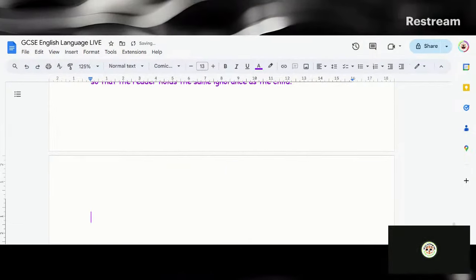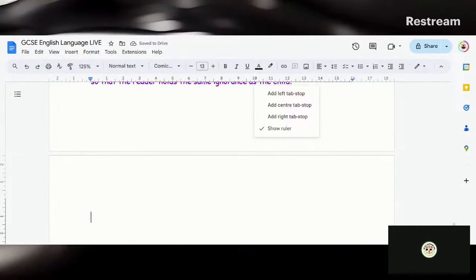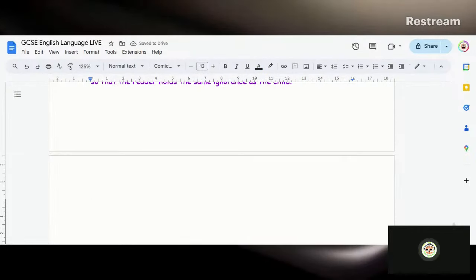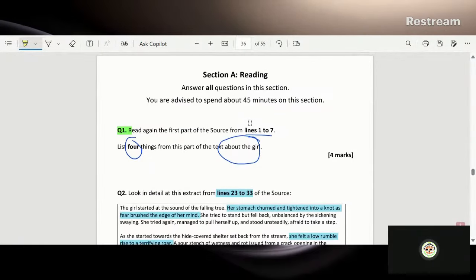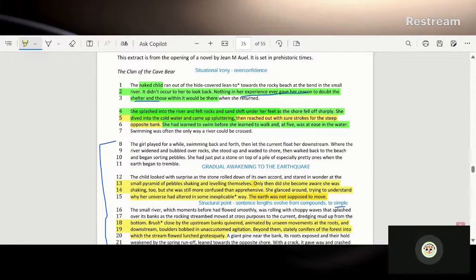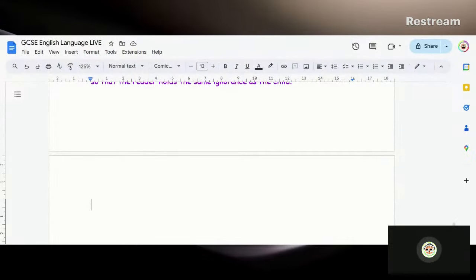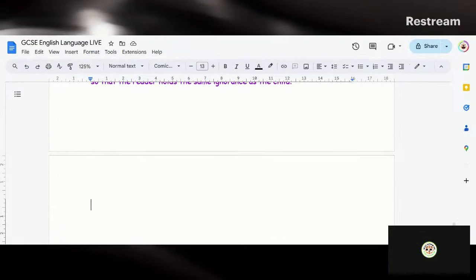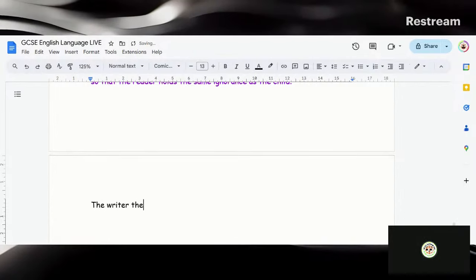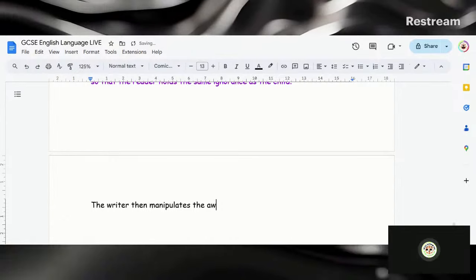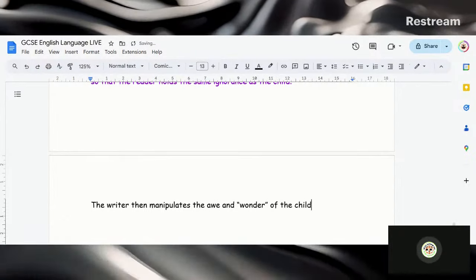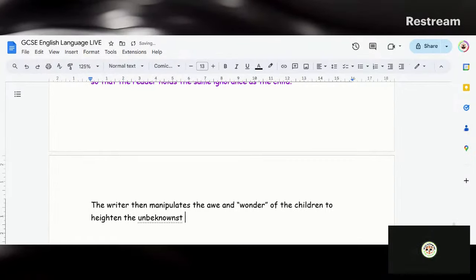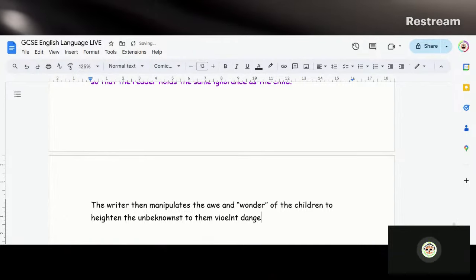Okay, so let's move on to the next one. The writer, we can say how initially she's not scared and fearful immediately after. There's a sense of her being curious. She's described as being in awe rather than being scared. And it explicitly says that later on as well. So what we can say is the writer then manipulates the awe and wonder of the children to heighten the unbeknownst, violent dangers awaiting them.